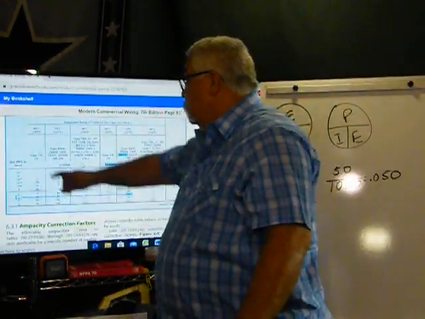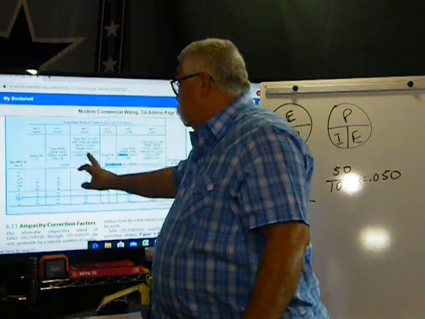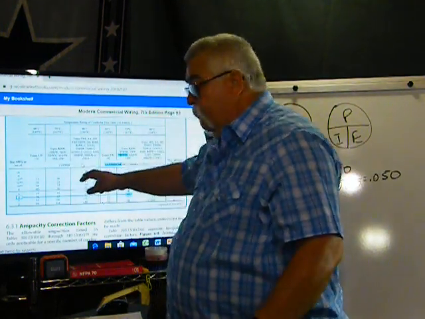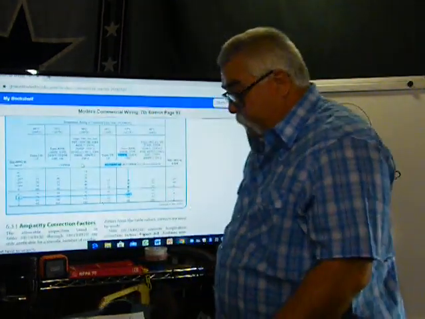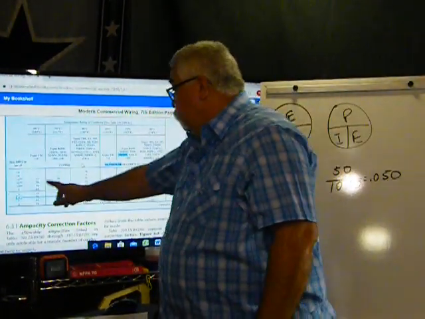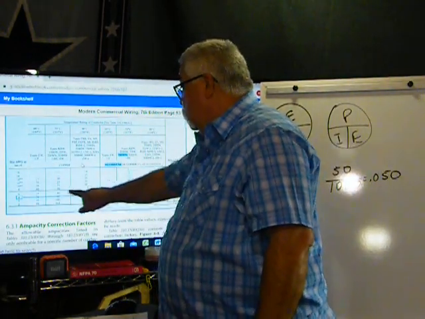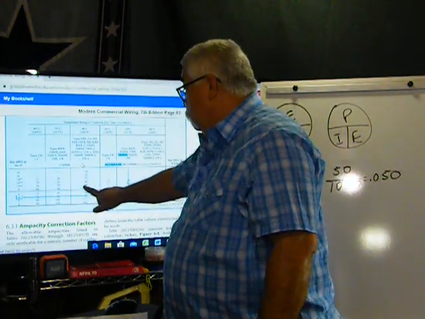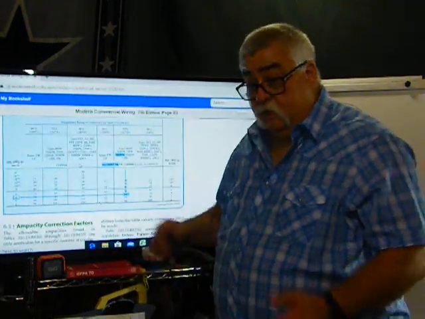This is what I was talking about: 60 degrees C and 90 degrees C. I said 190, but it's 194 degrees Fahrenheit, 140 degrees Fahrenheit, or 60 degrees C and 90 degrees C. So you don't want to mix the wires up because, like say here, the number 10, here it's 30, here it's 40, depending on what type.